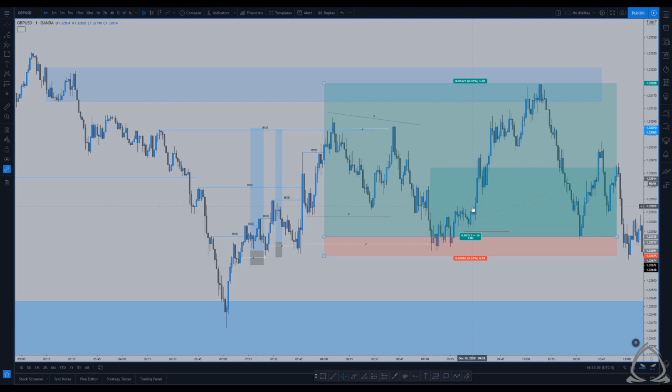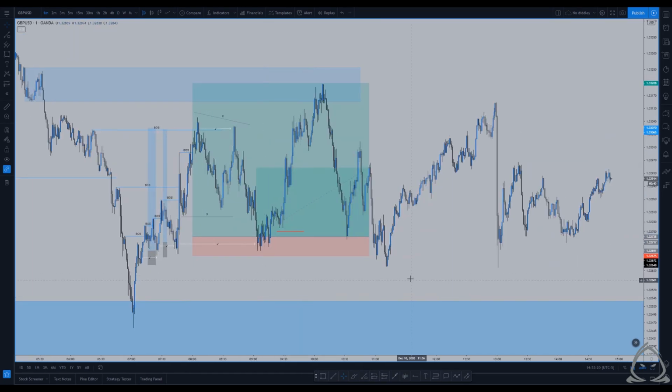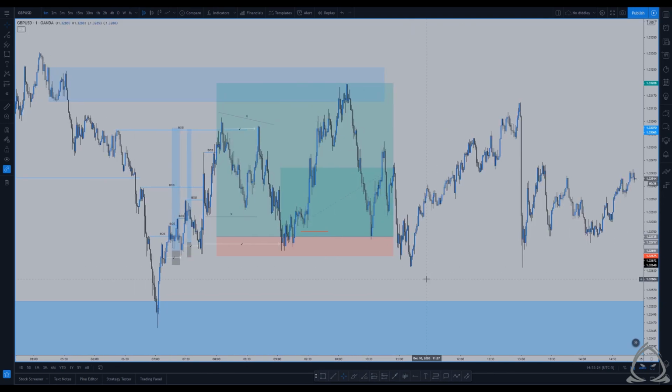We don't necessarily have to get in on the very first mitigation or the second one. We can get in on the third or further, depending on how price is going to respect these areas. Now, this isn't the perfect scenario. This isn't the best trade. This is just a trade that I took this morning.